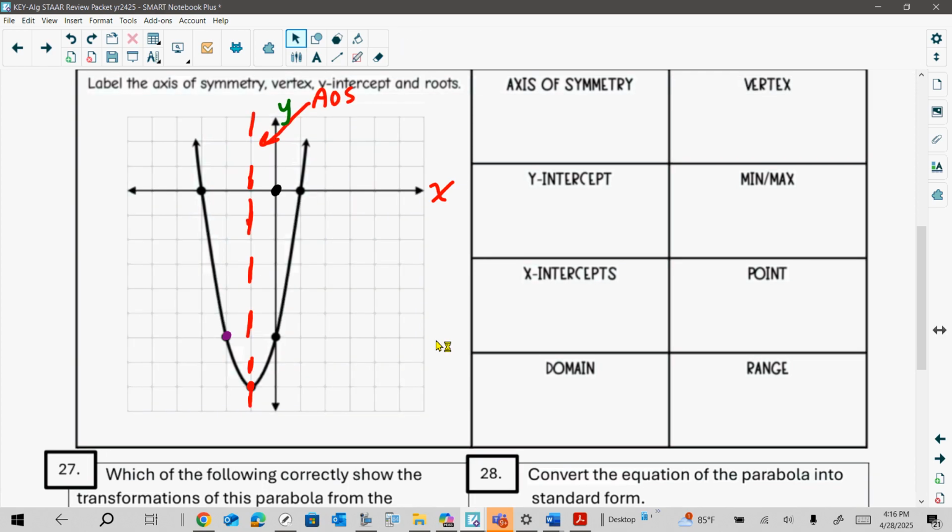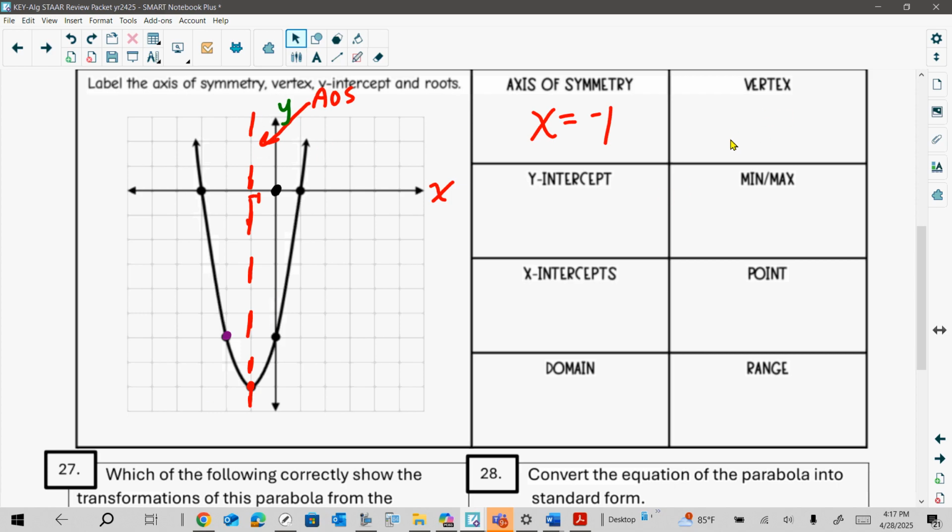This axis of symmetry is always a vertical line. Hopefully you can see that vertical line going through this value right here. Let me get my pen. On the x-axis, it's going to that -1 right there. So that means our axis of symmetry is x equals -1.